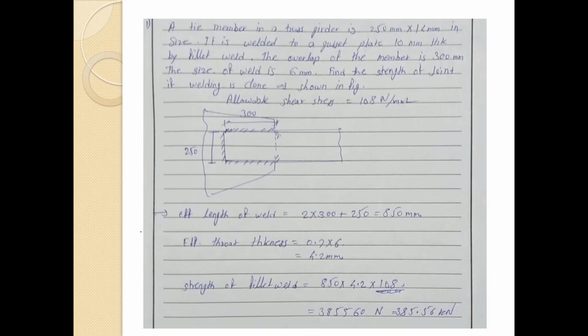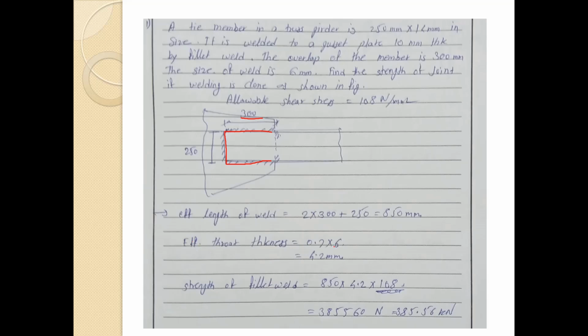So in figure we can see the welding has been done in this way. These are the end returns. So the effective length of the weld here is 300 mm. So twice into 300, this 300 and this 300, and 250. So it becomes 850 mm.